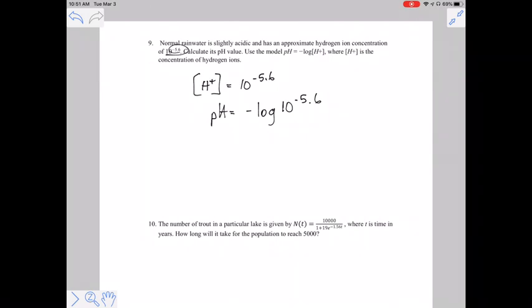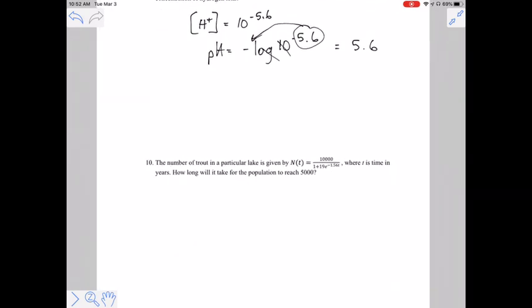So the exponent here can move down in front of the logarithm, and then the log base 10 would cancel the base 10, and we have a negative times a negative, so this just equals 5.6 on the pH scale, so it is slightly acidic. Remember, 7 is neutral, anything less than 7 is acidic. So relatively easy question there.